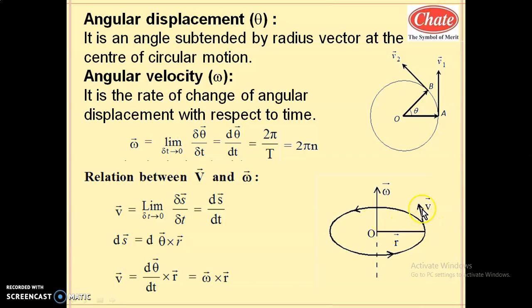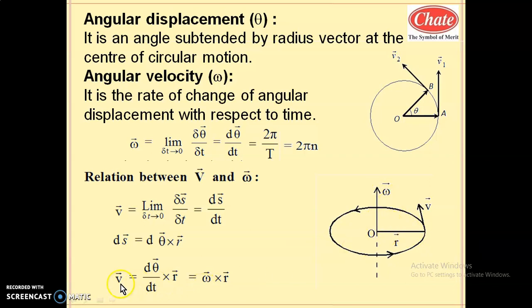You stretch the right hand thumb in the direction of v and see the direction of the curled fingers, that is omega to r. Hence v will be written in the direction of that curled finger: the first vector is omega and the second vector is r. So v will be taken as omega cross r. Remember, the angle between omega and r is 90 degrees.